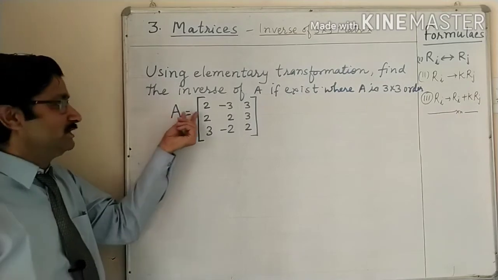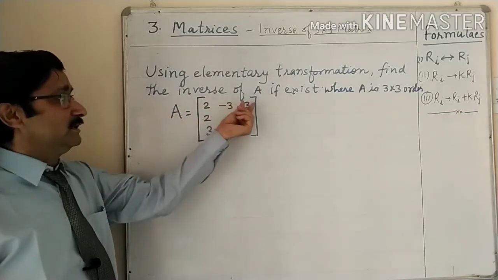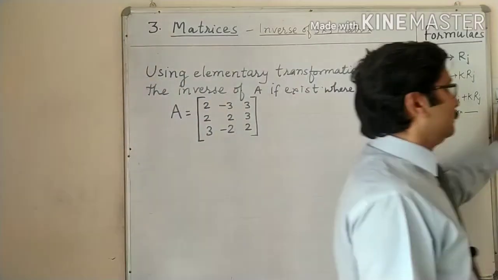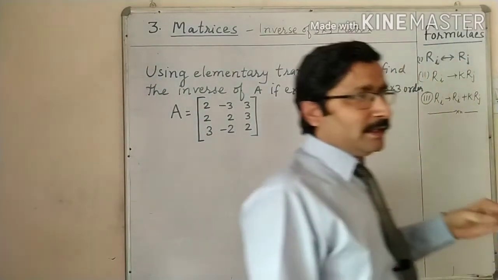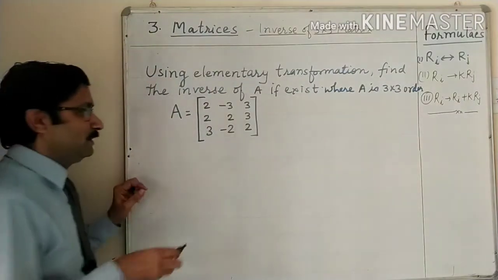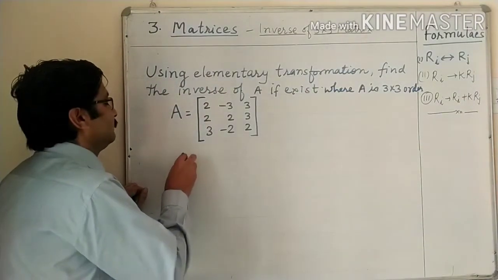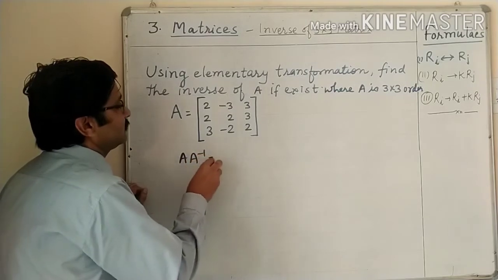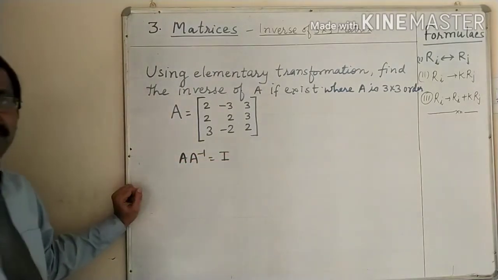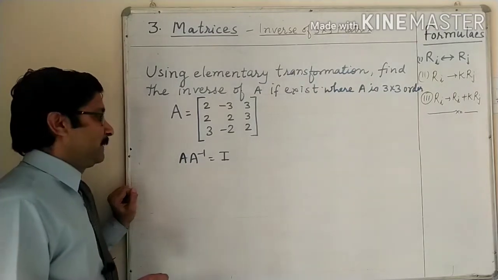The first row of A is 2, minus 3, 3, the second row is 2, 2, 3, and the third row is 3, minus 2, 2. You have to find A inverse. So the same formula that we used before, A inverse, will be equal to I, the identity matrix, we will use here also.